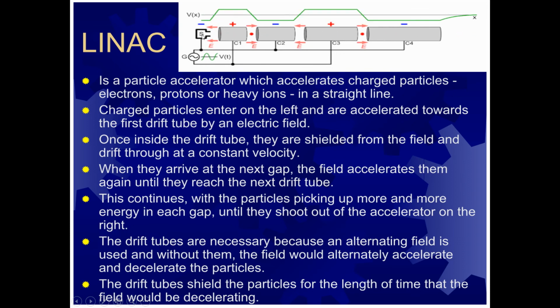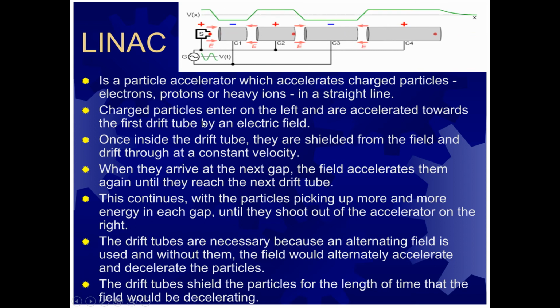Here you can see that we have a source of the charged particles. When the charged particle is emitted, it is accelerated toward a drift tube at the left. It enters on the left and is accelerated toward the first drift tube. Accelerated by what? Accelerated by the electric field. Here you can see that the arrow is showing the electric field.